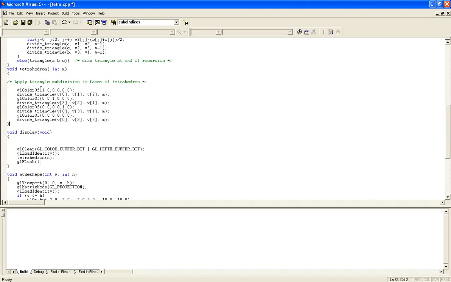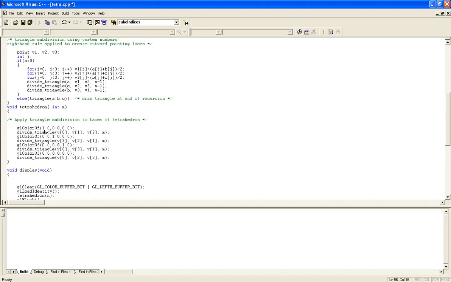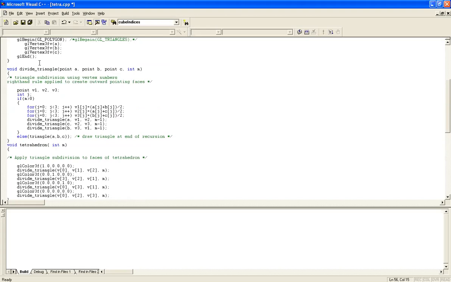So what you need to do is call glColor3f. You know it is RGB. The first vertex will be red, the second vertex will be blue, the third vertex will be green, and the other vertex will be black. Right. Now we call the divide_triangle function 4 times, because we have 4 vertices. Whenever divide_triangle is called, it jumps here, from the calling function to the called function.